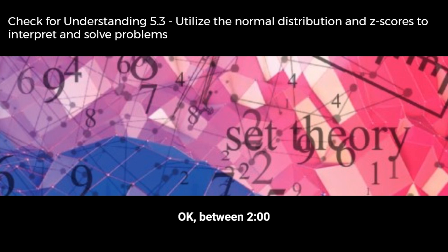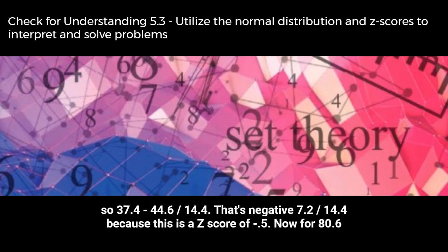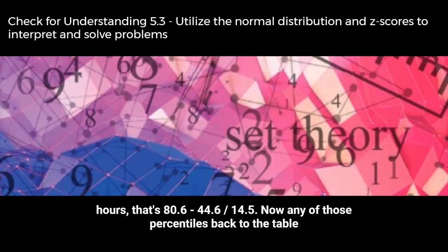Okay, between two values. So first, we need Z-scores for both those values, right? Got it. Let's start with 37.4 hours. So 37.4 minus 44.6 divided by 14.4. That's negative 7.2 divided by 14.4. Gives us a Z-score of negative 0.5. Now for 80.6 hours, that's 80.6 minus 44.6 divided by 14.4. Now, any of those percentiles?